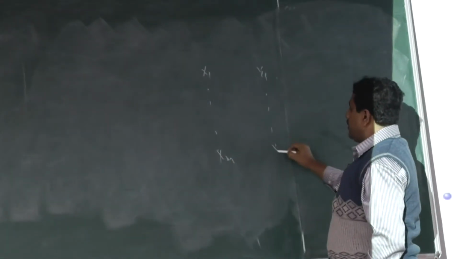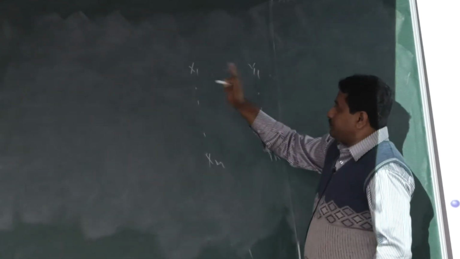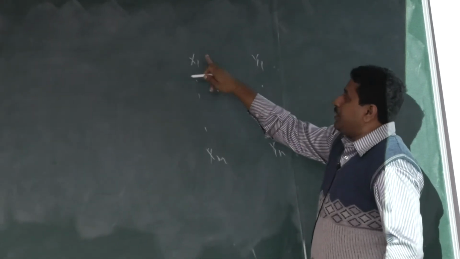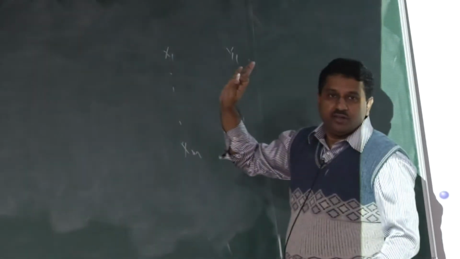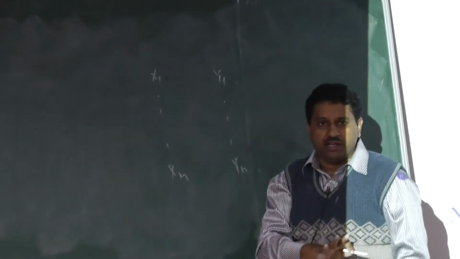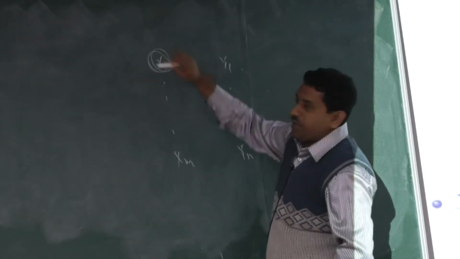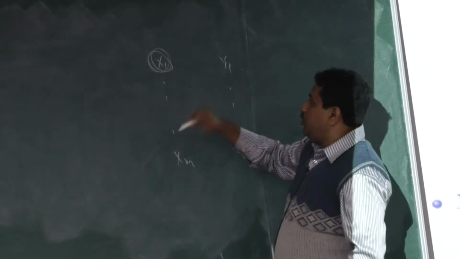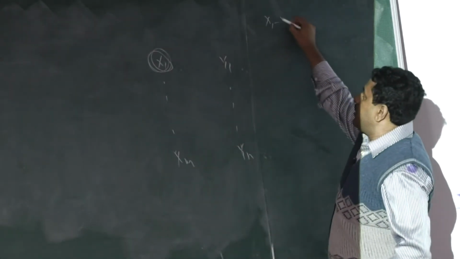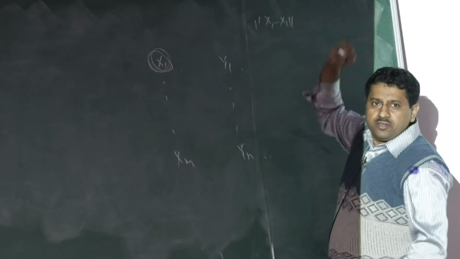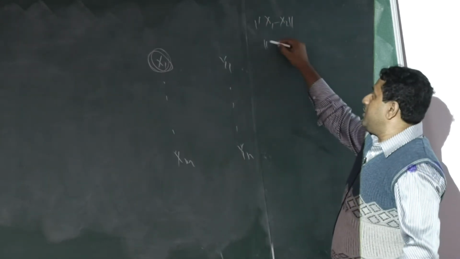suppose that I have some observations like x1 to xn, right, and y1 to yn. Now I am assuming that I can compute a distance between each pair of observations. It could be Euclidean distance, it could be something else. So for the time being, suppose that I want to find out the neighbors of x1. So what I will do, I will compute this distance x1 minus x2, x1 minus x3, and so on.